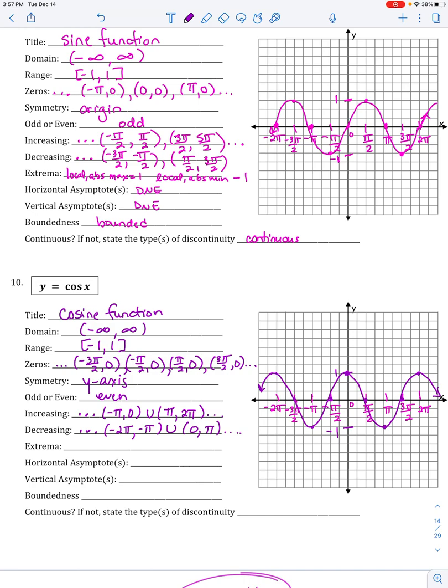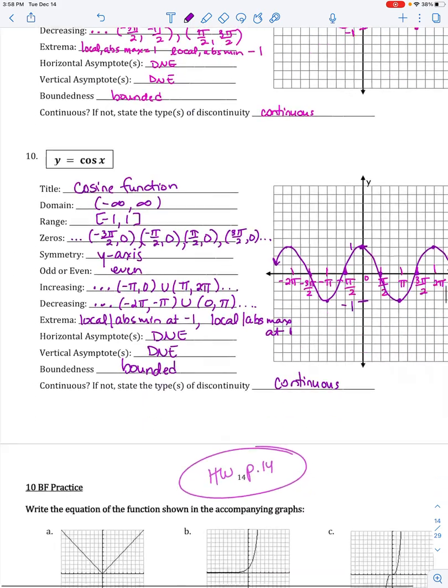Same extrema as sine. So local and absolute minimum at negative 1, and a local and absolute maximum at 1. No asymptotes, and it is also bounded, both above and below, but we call that just bounded, and it is continuous. So you'll need all that in your notes, and then you're going to do page 15, which is asking about all those 10 functions.